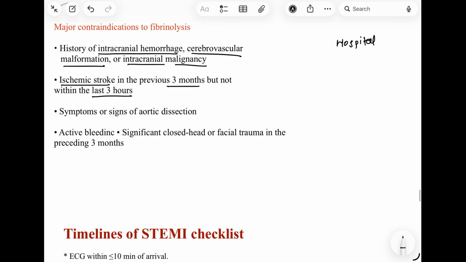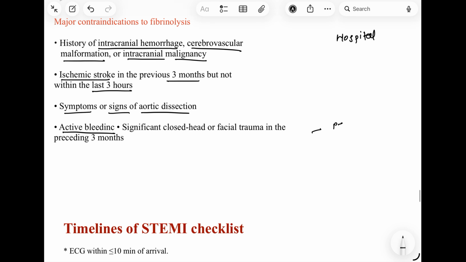If there are any symptoms and signs of aortic dissection, or if there is any active bleeding, which includes peptic ulcer or any hematemesis, right? So any internal active bleeding is a contraindication, or a significant closed head or facial trauma in the preceding 3 months, right? So these are the major contraindications.